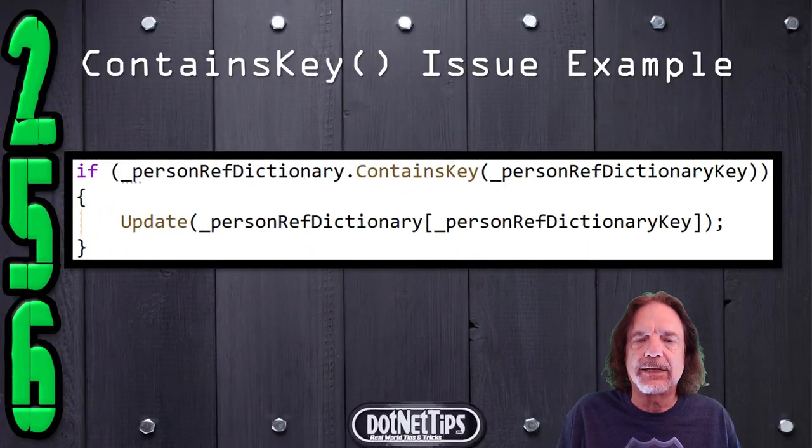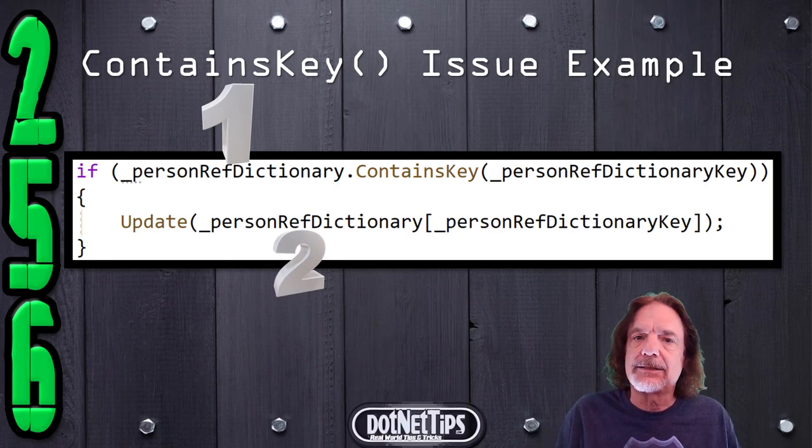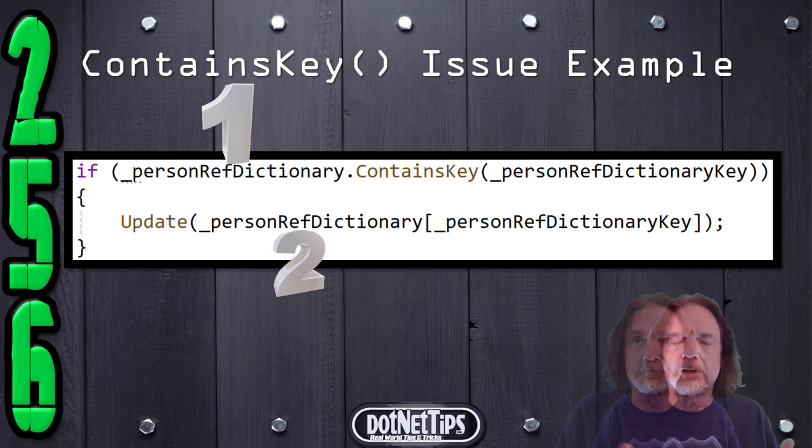Here's an example of the issue. First, personRefDictionary is calling .ContainsKey to see if that item exists in the dictionary. And then right after it, it's basically doing the call again. This is what I'm talking about. This is a double lookup, and this is a performance issue, and I'll show you this in a second. So this is an issue.